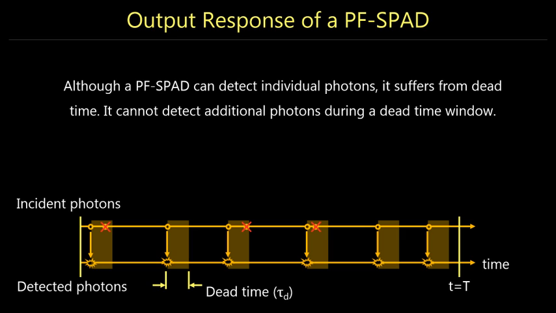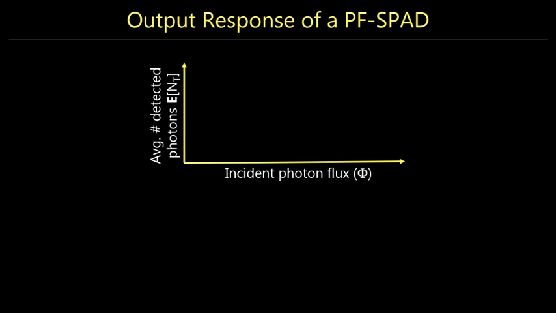Although the dead time causes some photons to be missed, it leads to an interesting response curve. The response curve is the average number of photons detected by the SPAD, plotted as a function of the incident photon flux. We will present a simplified picture here. Please refer to the paper for mathematically precise derivations and technical details.